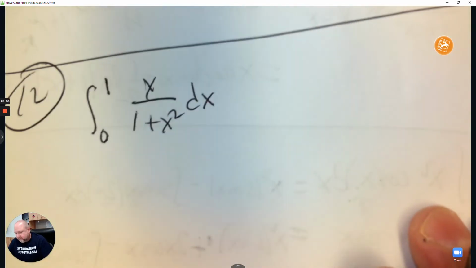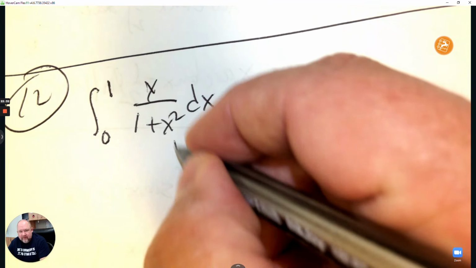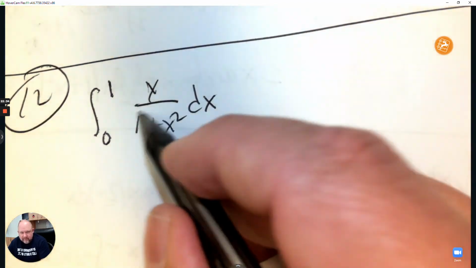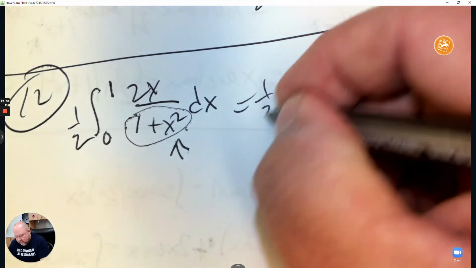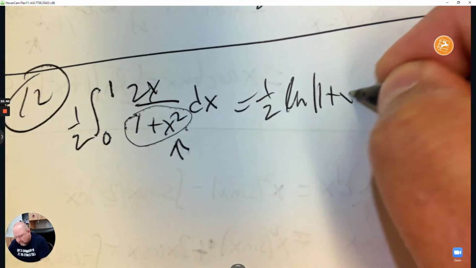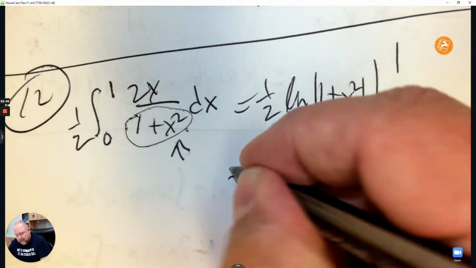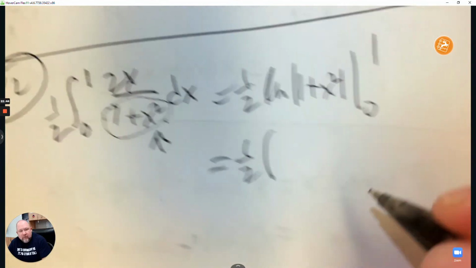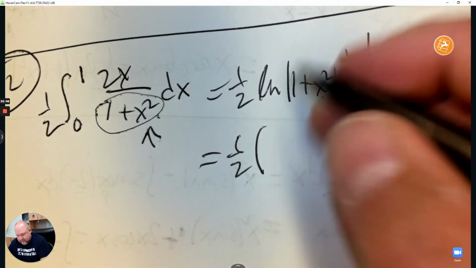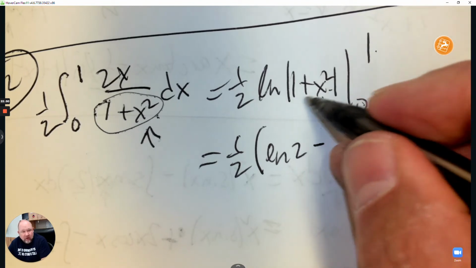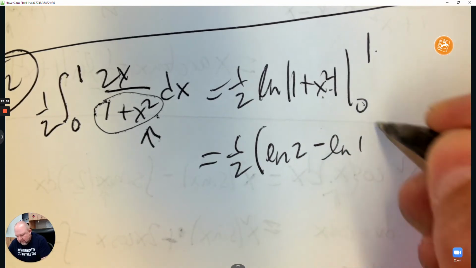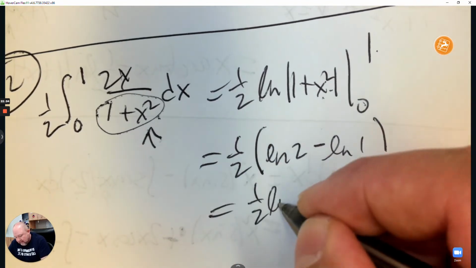All right. When I look at number 12, look at the denominator. The derivative of this is 2x, so I need a 1/2 in front. This is 1/2 ln of 1 plus x squared from 0 to 1. We can factor out the 1/2, plug in 1, and it's ln 2. Subtract, plug in 0, and it's ln 1. Well, ln 1 is just 0. So this is just 1/2 ln 2.